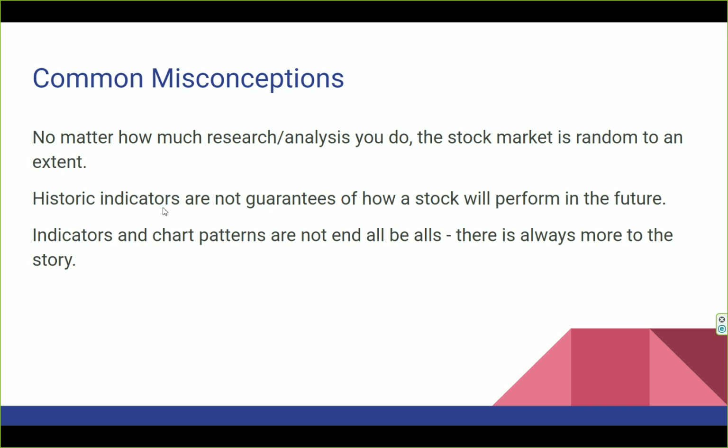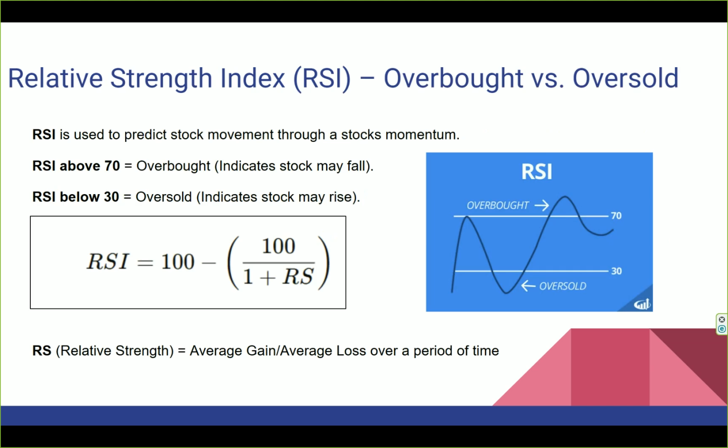Also, historical indicators are not guarantees of how a stock will perform. Just because you think you can notice or predict a pattern doesn't mean that's what's going to happen. And also, there's more to the story. Stock and chart patterns are not end-all be-alls. Now let's go into some more fundamental theories.